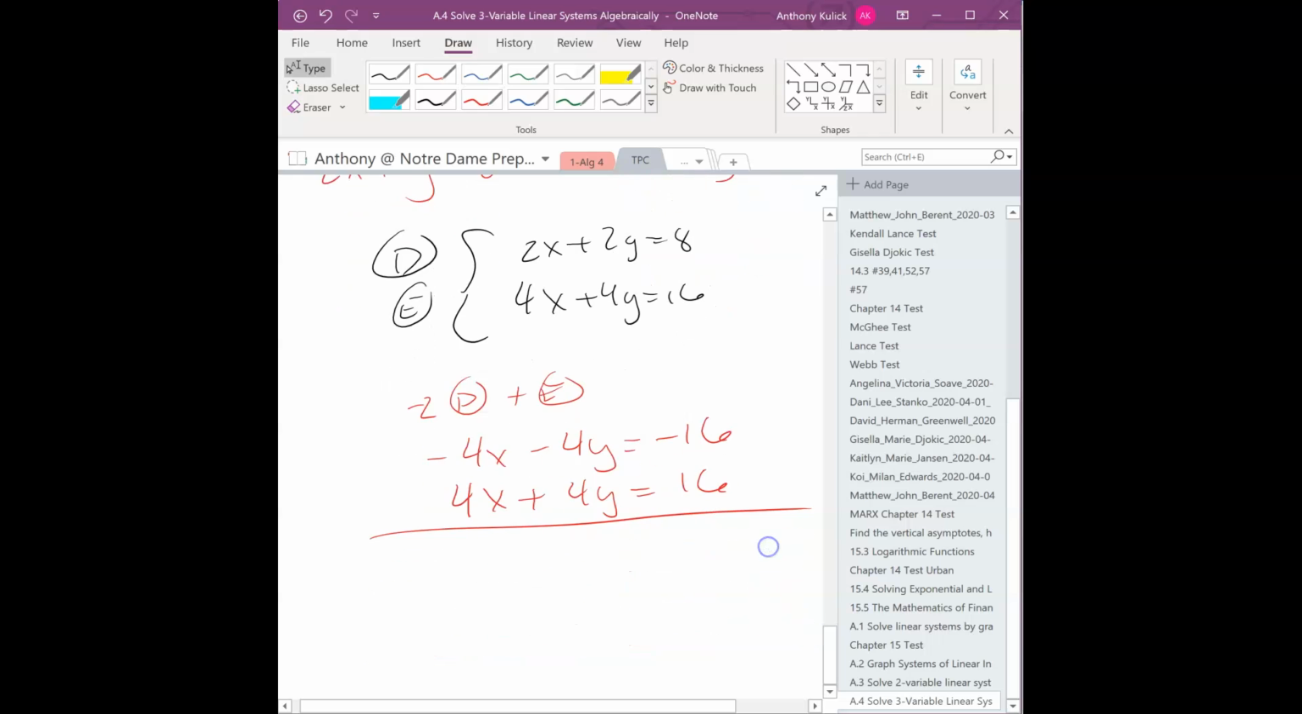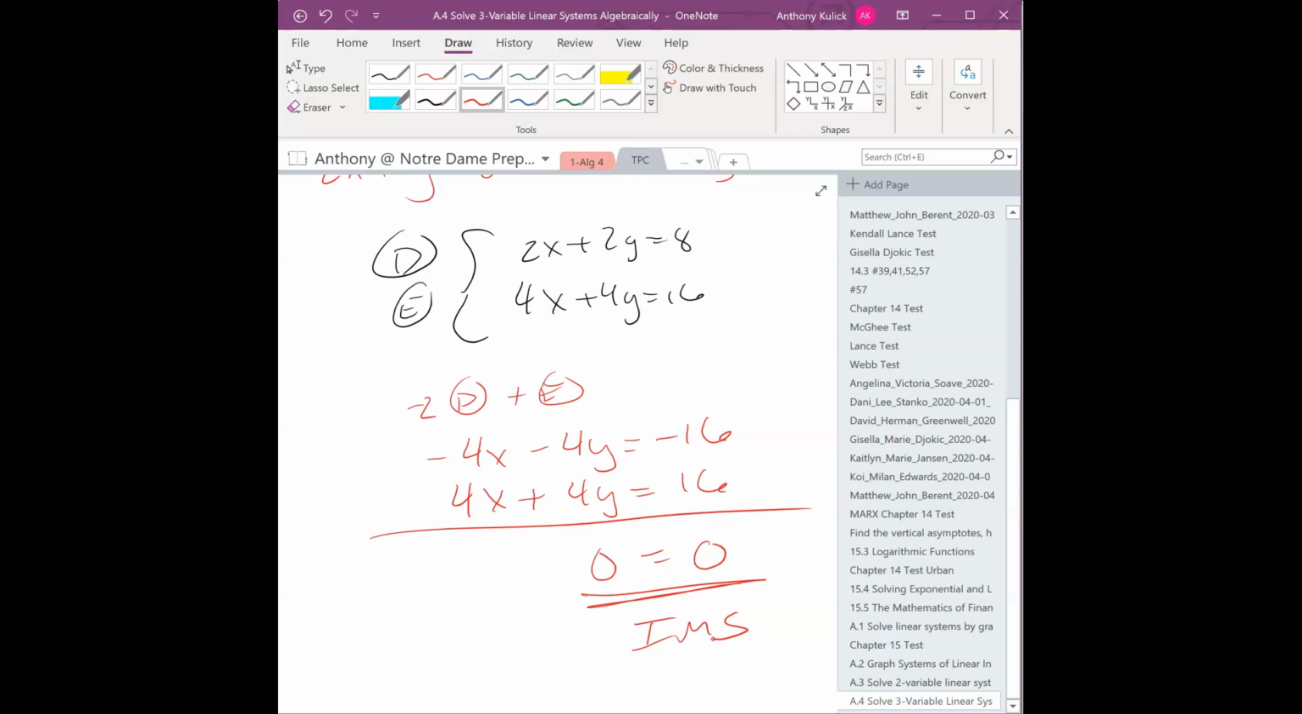And when I add them together, negative 4x plus 4x is 0. Negative 4y plus 4y is 0. Negative 16 plus 16 is 0. So we have the infinitely many solutions situation. Now, this is true, but we can do a little bit better here.